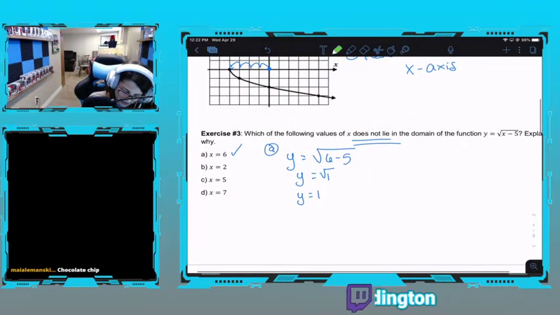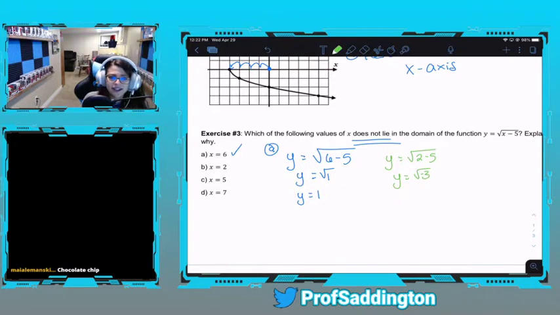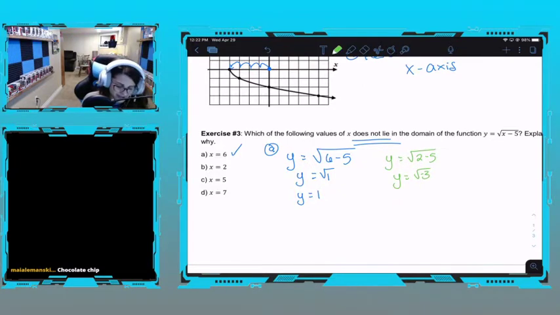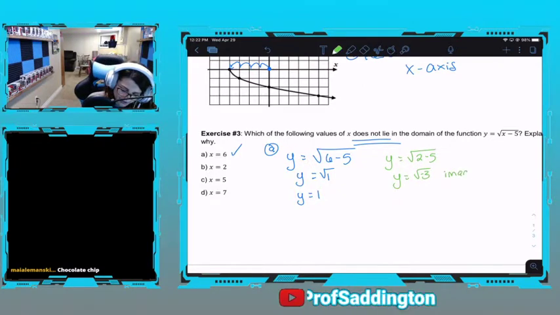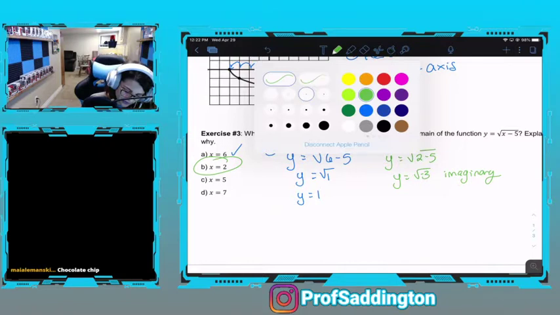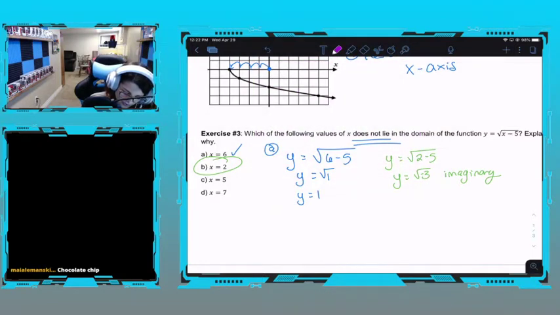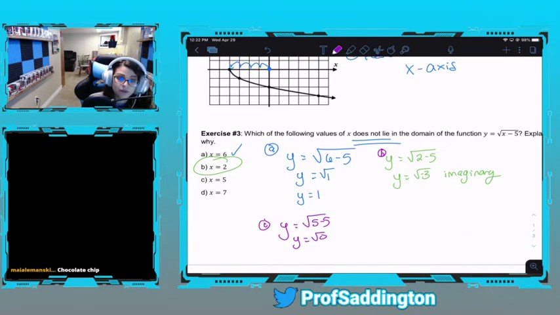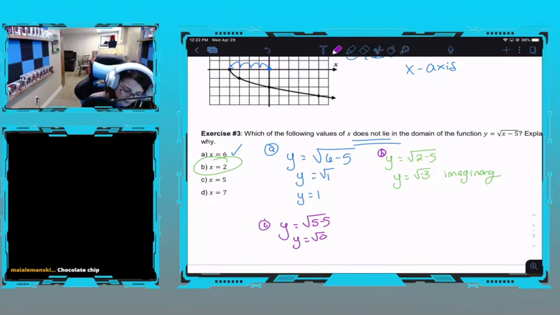Let's try like 2. So we get y equals 2 minus 5. And we get the square root of negative 3, which is not allowed. That's going to give you an imaginary number. So that one can't possibly lie. Let's see if there's any others. Let's try, oh, that was B. This is C. Let's try y equals radical 5 minus 5. We get square root of 0, which is allowed. So that one works out.